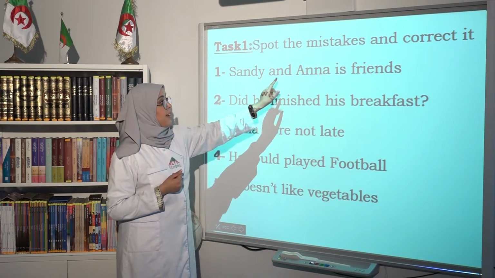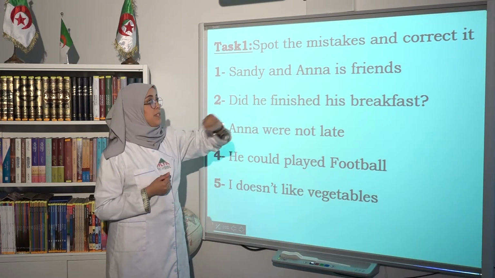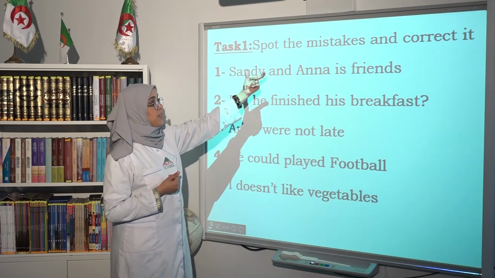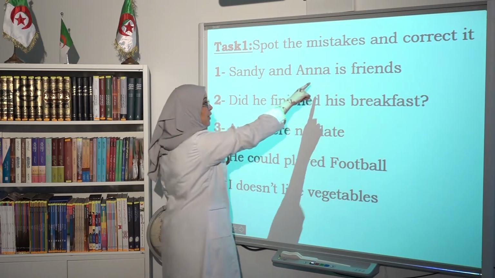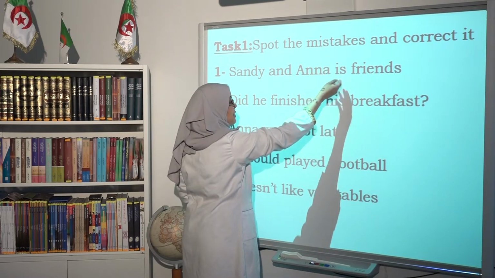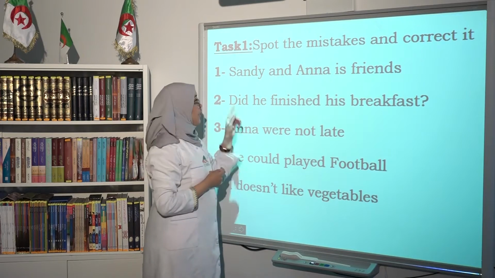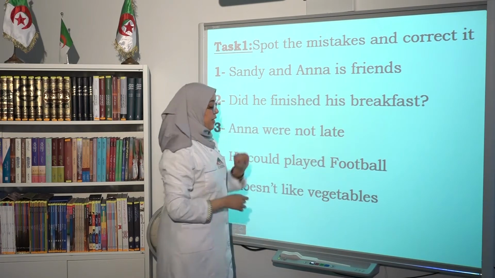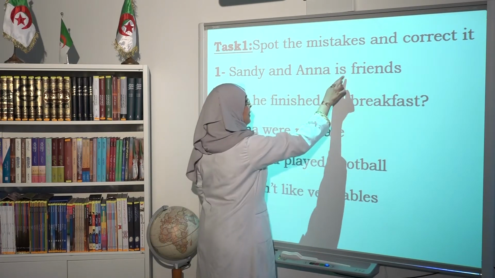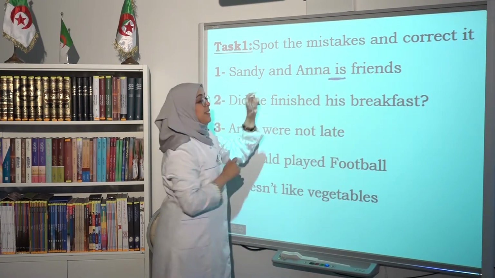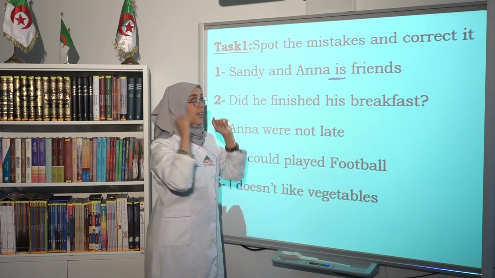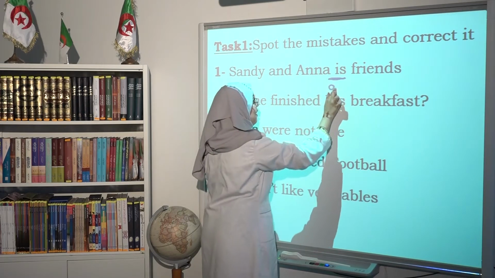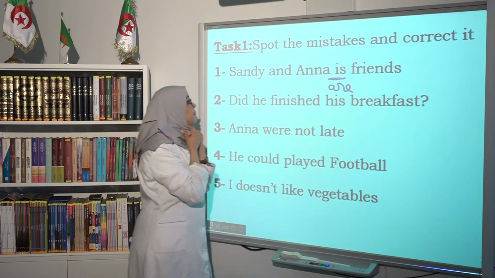Sandy and Anna is friends. Where's the mistake here? When they say spot the mistake, it means you can underline the mistake or circle it and then you correct it. Sandy and Anna is friends, so the mistake is here. When I say Sandy and Anna, it means they. So Sandy and Anna are friends.